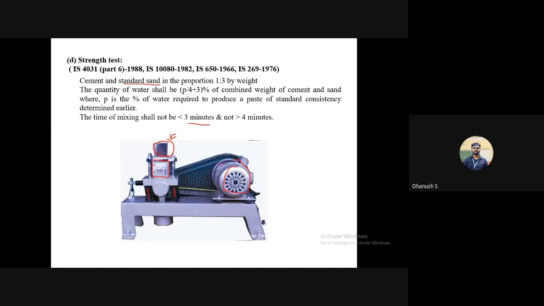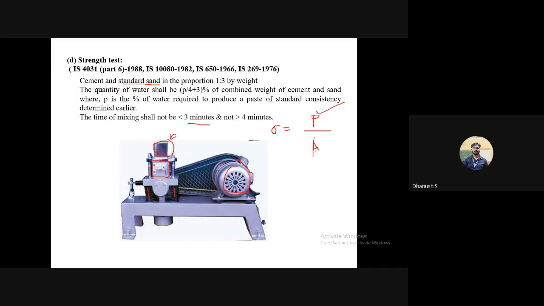At the end of 28 days, take this cube, put it under a compression testing machine, apply load, and measure the strength. Strength is load per unit area. So the point at which this cube breaks is called the breaking load or the breaking point. At that point, whatever is your P, divided by area, will give you your strength. We'll call it sigma. So this strength is load by area. So peak load, the load at which your cement mortar specimen breaks, divided by area.